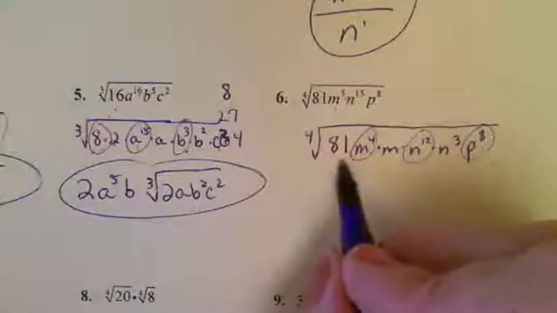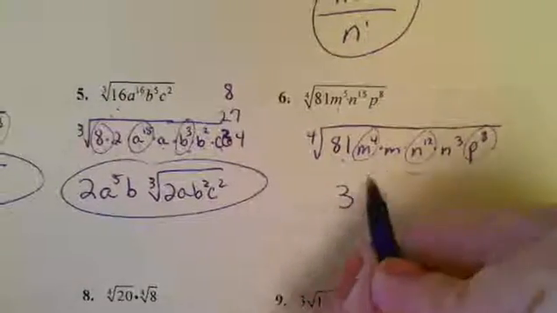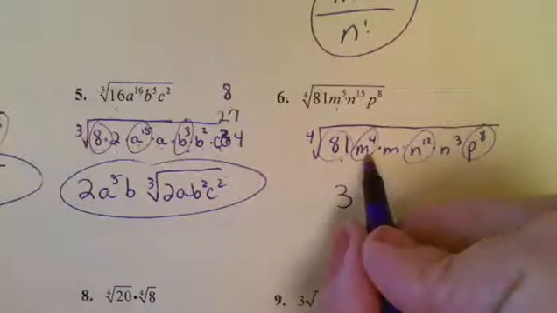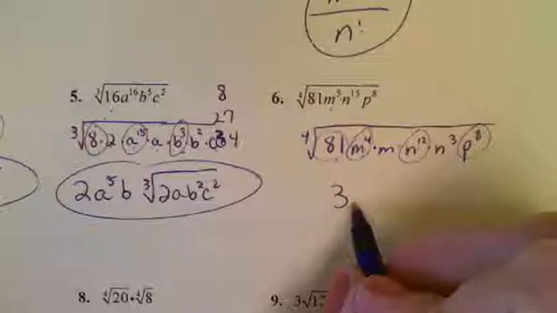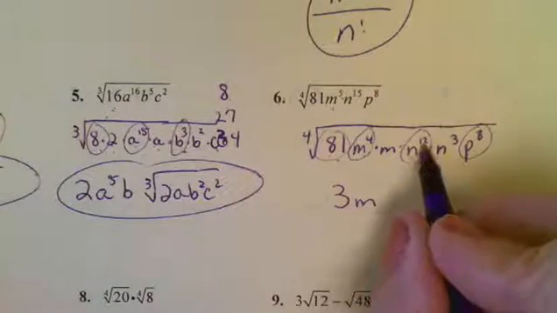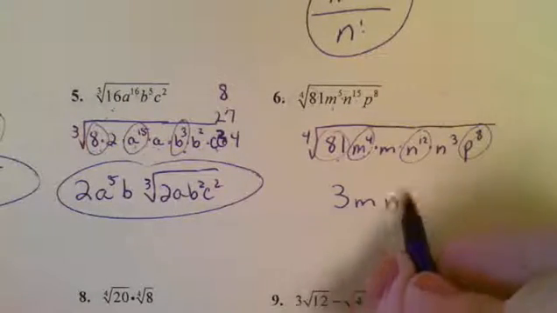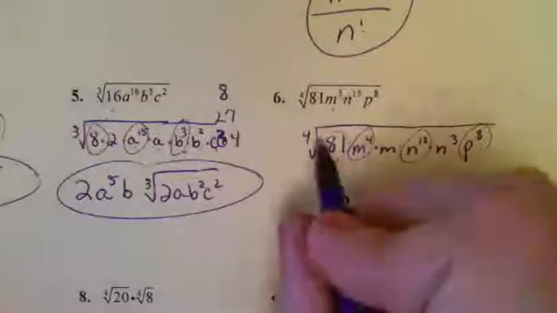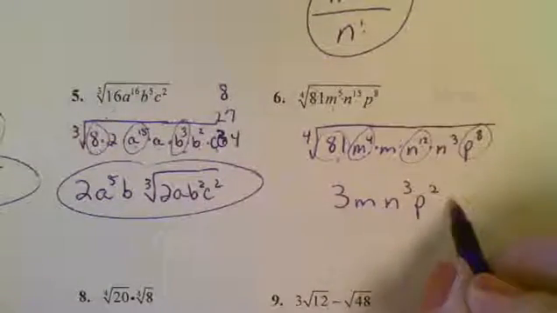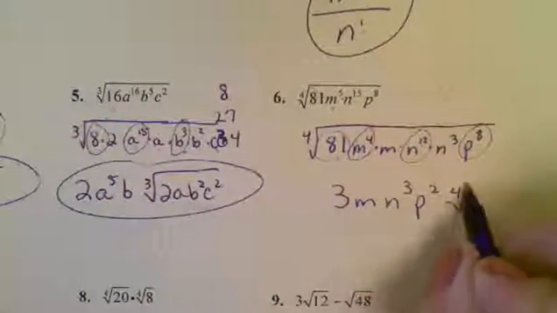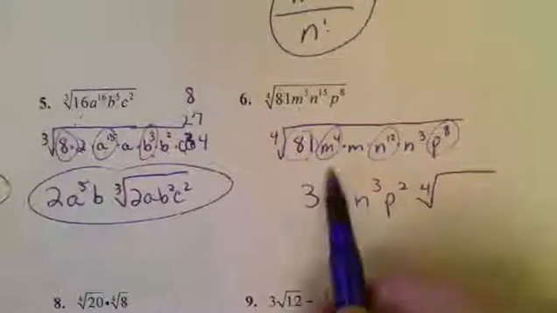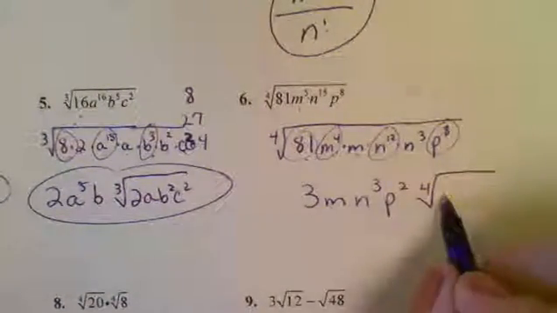So 4th root of 81 we said was 3, so I can simplify that. M to the 4 over 4 would be m to the 1st. N to the 12 over 4 would be n to the 3rd. P to the 8 over 4 would be p squared. What's under the 4th root would be an m and an n to the 3rd.